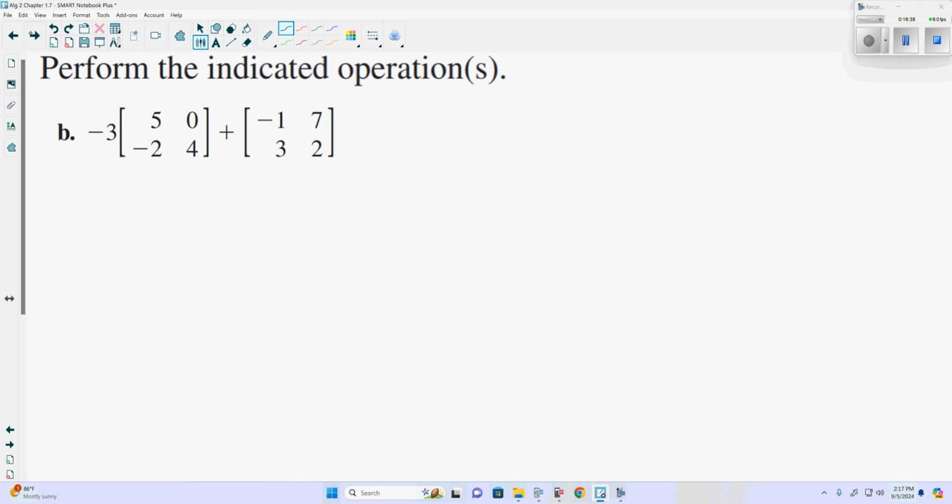Yeah. Let's put the two together. Okay. So we're going to do addition and a scalar multiplication. We multiply first. So we're going to multiply the scalar first. So the first matrix.